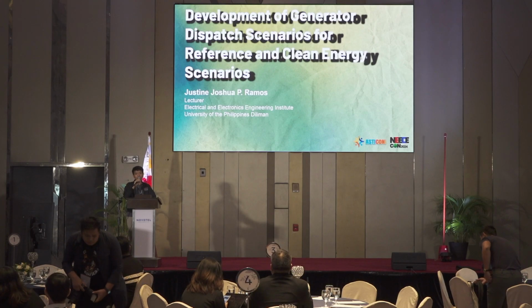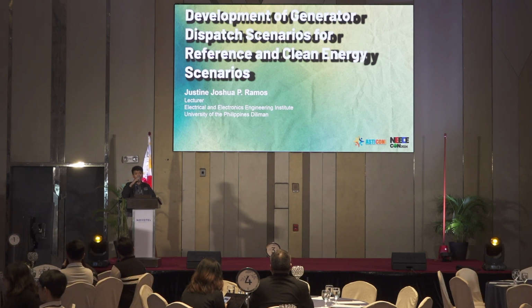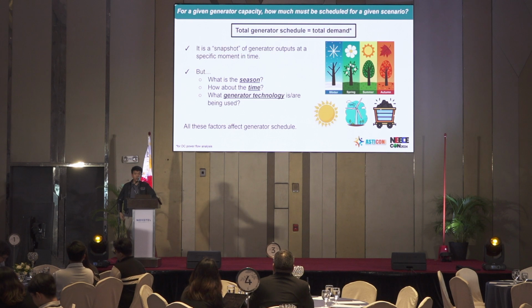So from the generators placed, sited, and sized by the methodology discussed by Sir Luigi, we now ask ourselves how much of the generator capacity must be dispatched, or how much of that generator is the output for a given scenario by year 2050, by year 2030, or at any particular scenario. That is the main question I would like to address in this short talk given to me this afternoon. So now we have a set of generators by year 2050.